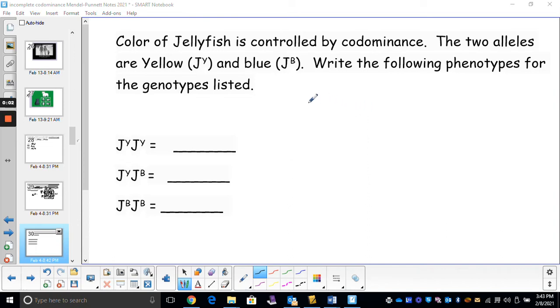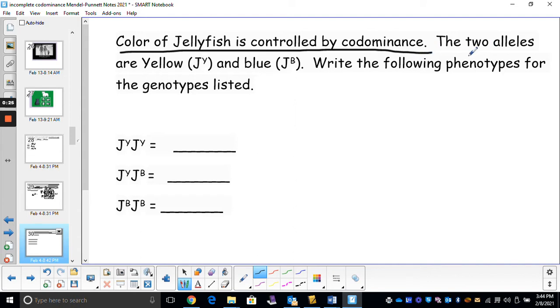Kiddos, quick review with codominance. A little bit different than normal dominant and recessive. So we're going to say the color of jellyfish is controlled by codominance. What does that mean? Well, if there's codominance, that means both alleles are dominant and they both show up. So I say co-show. Codominance, co-show, both traits show up.